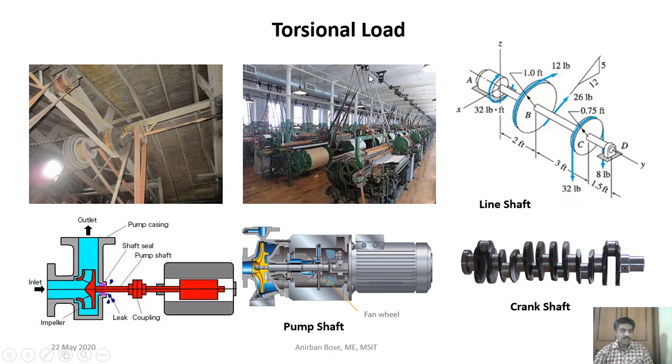Maybe the line shaft is running with the help of some motor, and from that line shaft the power is taken to different machines with the help of pulleys that you can see. So here is a simpler picture of what a line shaft is. Or you can see here the pump shaft, where the motor is driving the shaft, and through the shaft power is transmitted from the motor to the pump impeller.